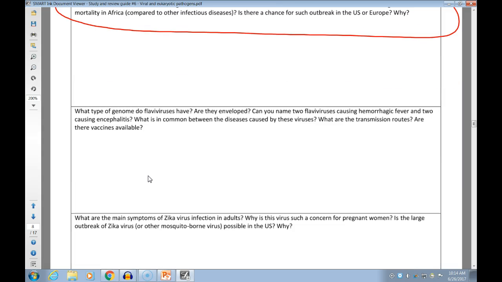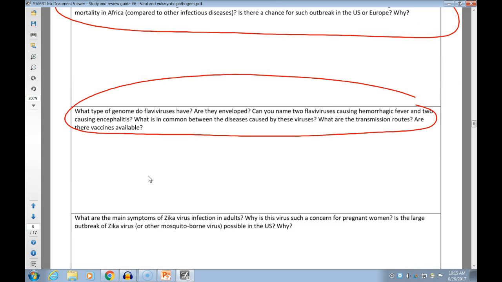Flaviviruses: single-strand RNA-positive enveloped viruses. Two flaviviruses cause hemorrhagic fever: dengue and yellow fever virus. Encephalitis: Japanese encephalitis, West Nile virus. Common between the diseases caused by these viruses, they are biphasic. Transmission routes for all of them: arthropods. Actually, for all that we discussed, mosquitoes.